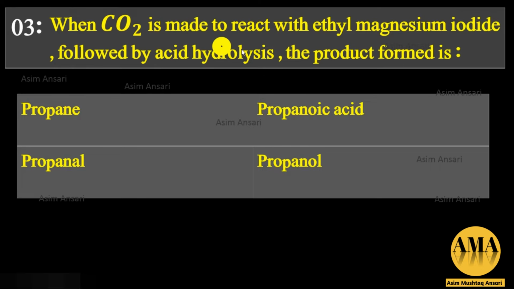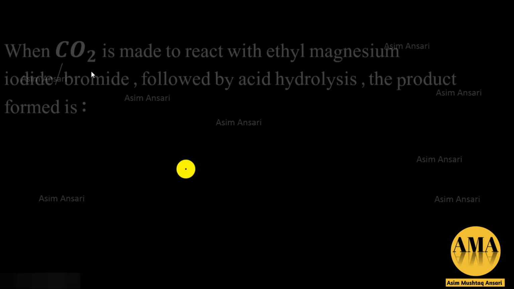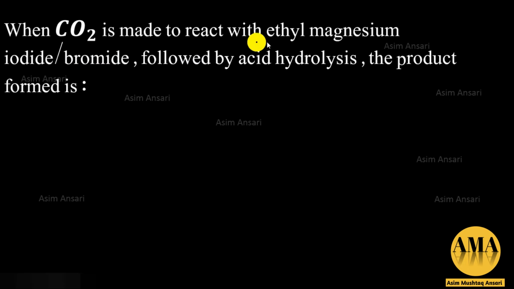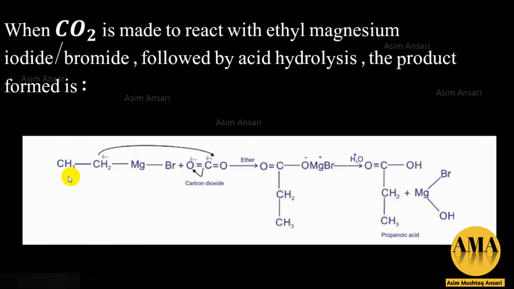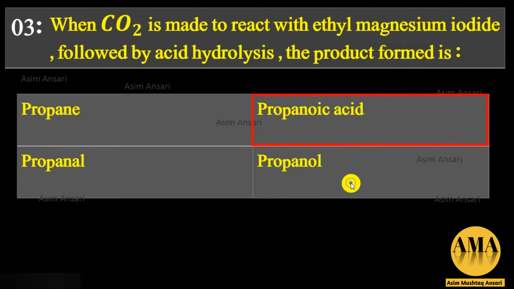Next, when carbon dioxide is made to react with ethyl magnesium iodide followed by acid hydrolysis, the product formed is: propane, propanoic acid, propanal or propanol. When carbon dioxide reacts with ethyl magnesium iodide or bromide followed by acid hydrolysis, the product formed is propanoic acid. As you can see in this reaction, propanoic acid is formed. So the exact answer is propanoic acid.